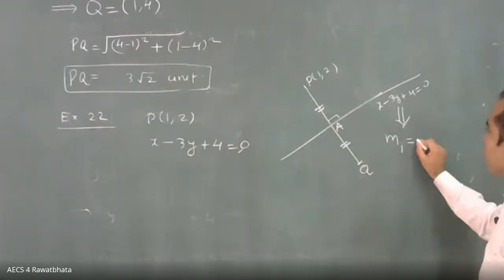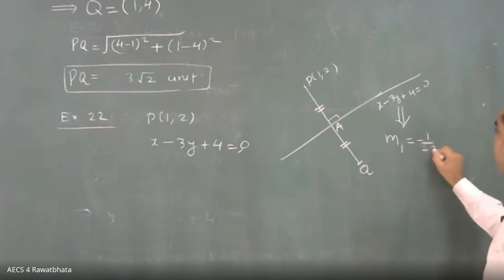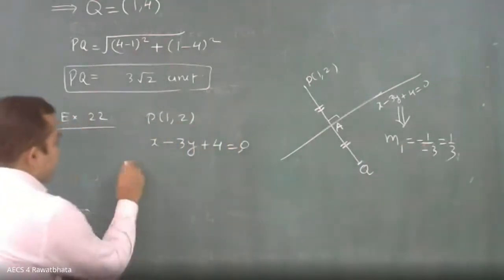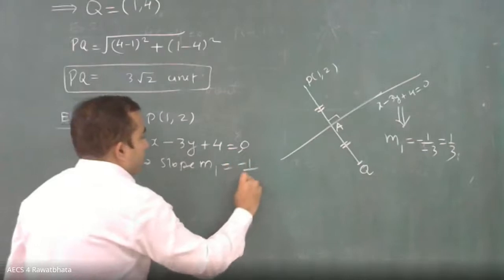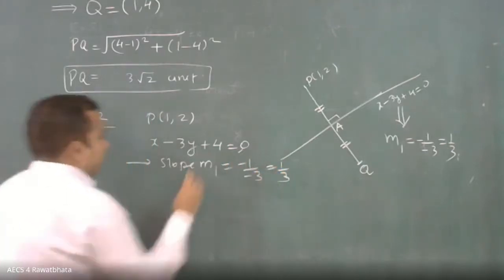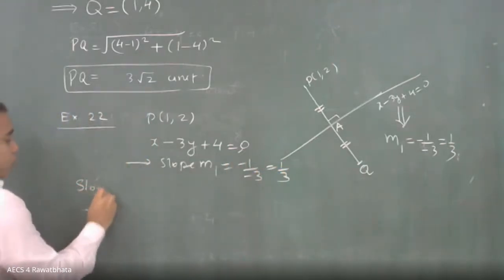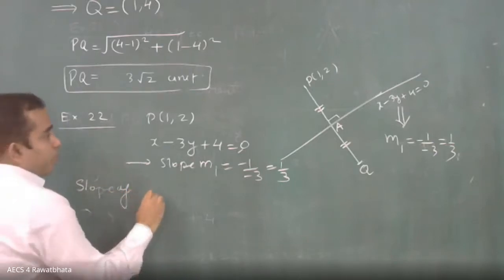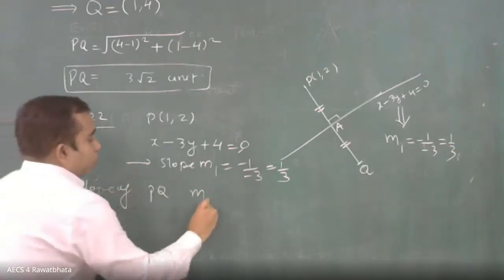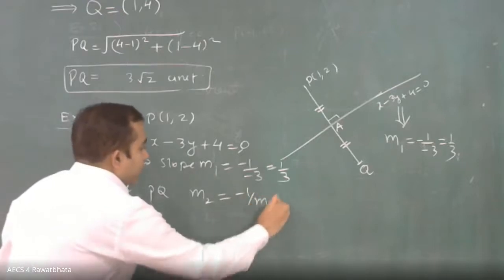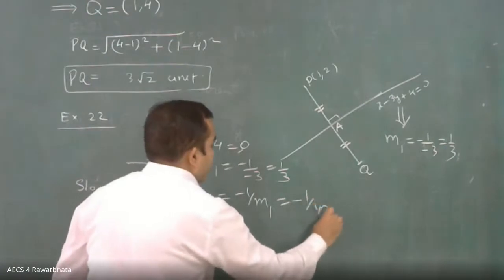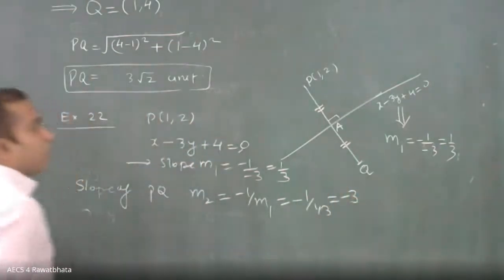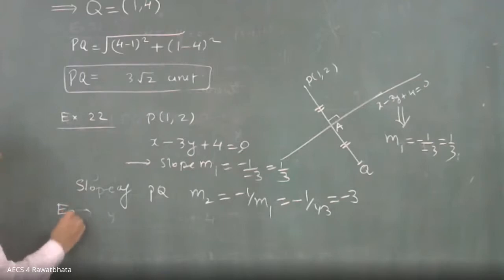So the slope of this will be -1/-3, so 1/3 is the slope of this line. Then the slope of PQ, m2, will be -1/m1, the perpendicular line slope. And this is going to be -1/(1/3), meaning -3. Now the equation of PQ can be written.